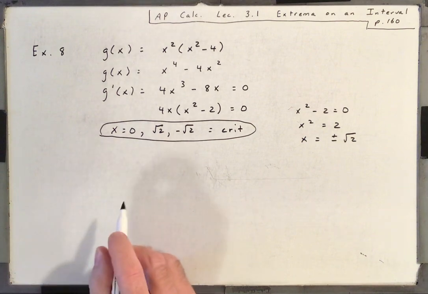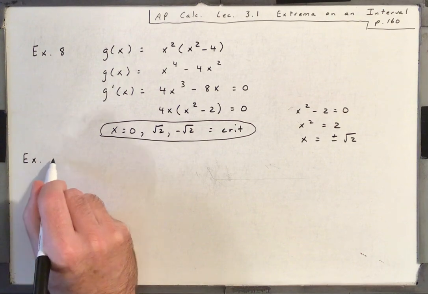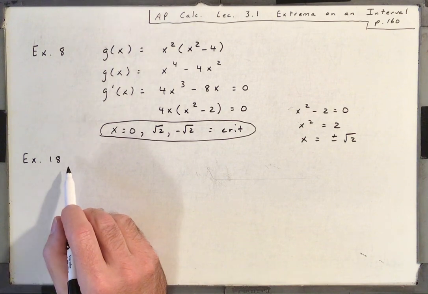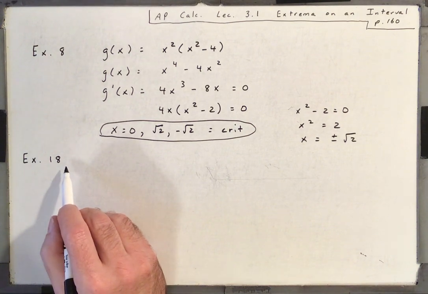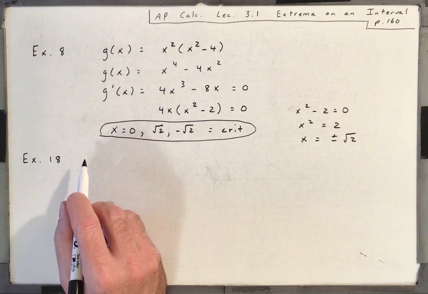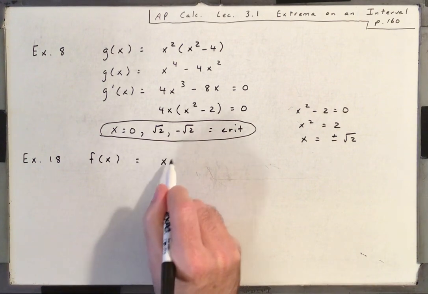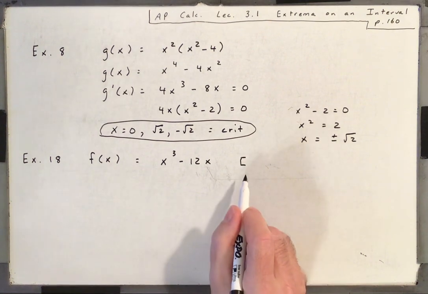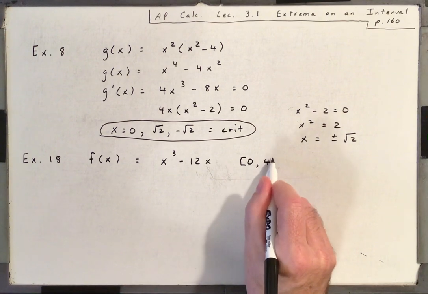Okay, let's take a look at number 18. Number 18 is probably the most important example for the homework. You're going to refer back to this one for the most number of problems. We're to determine the absolute extrema for these functions, and we have f of x is equal to x cubed minus 12x, and the interval of interest is between 0 and 4. That is a closed interval.